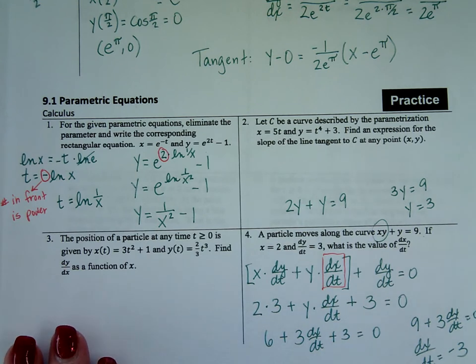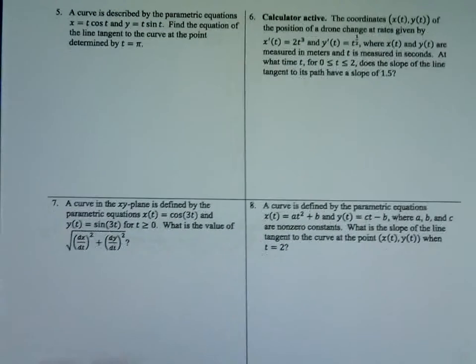All right, let me see how many more I got. I got 2 more to go. Here we are. Number 7 is next.